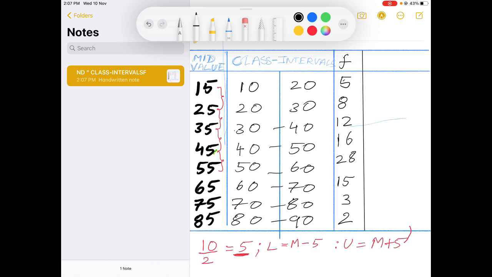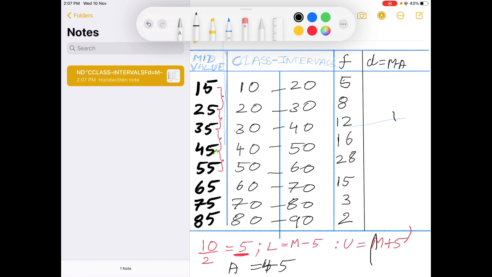But here, for calculating the mean, we actually do not need the class interval. What do we need? We need the mid value. So I'll follow the shortcut method. First, I'll take an assumed mean. The assumed mean I take will be A is equal to 45. So the deviation value will be d equals x minus A, which is the mid value minus A.